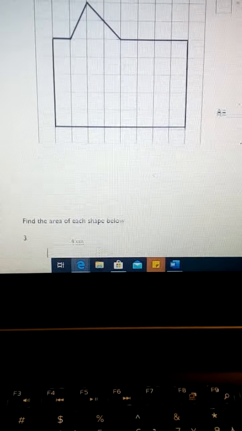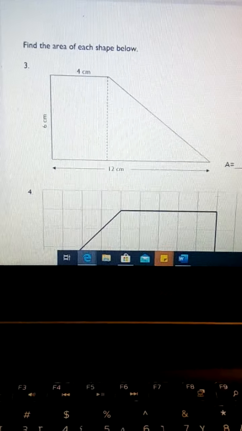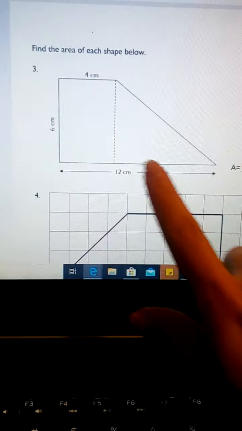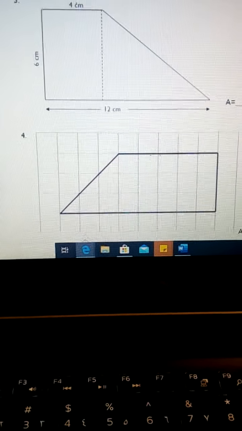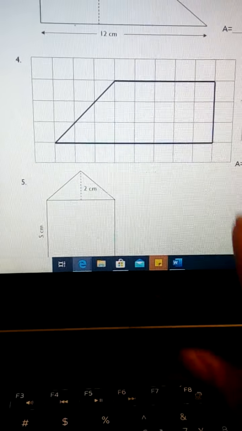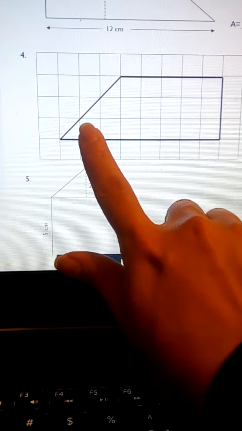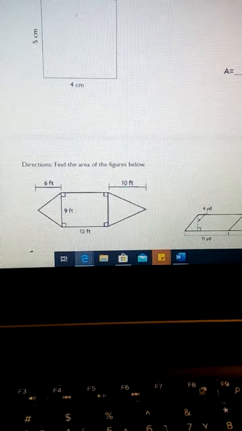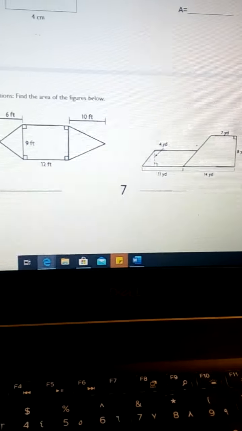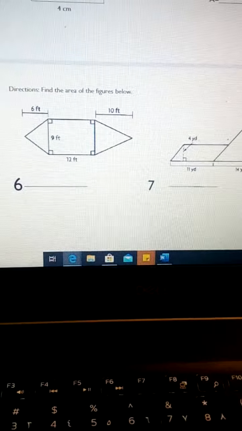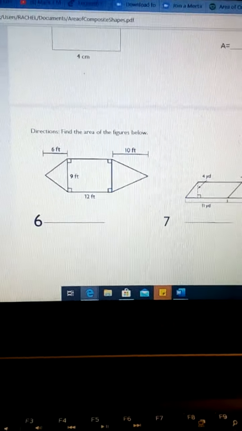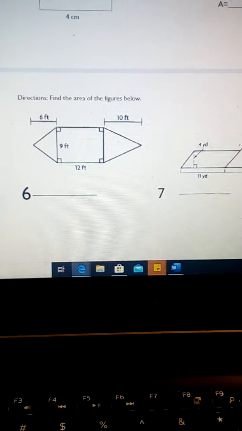Okay, so I'd like you to do the same thing for the next problems. For problem number 3, first find the area of the rectangle and then the triangle. Add them together to get your total area. Problem number 4, find the area of the rectangle and this triangle to get your total area. Same thing for number 5, 6, and 7. Make sure you are showing your work and also use the formula chart that I've attached for the area of the different shapes. If you have any other questions, I will meet with you on Zoom.